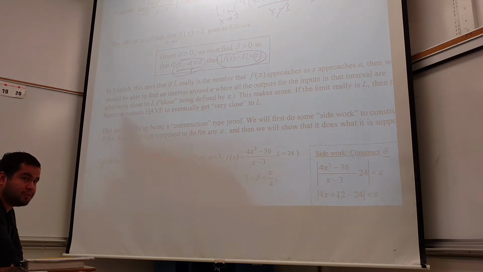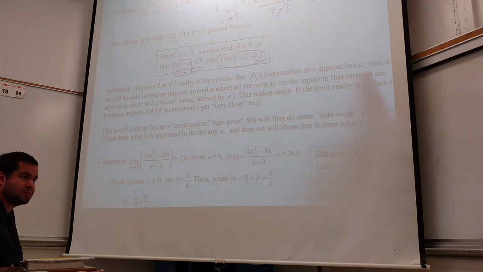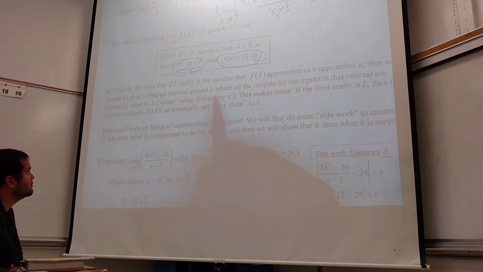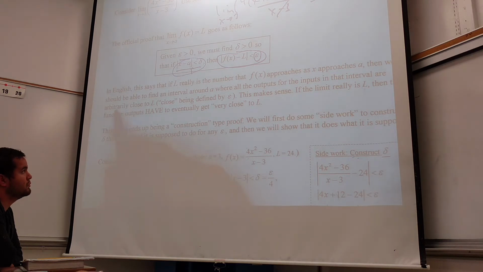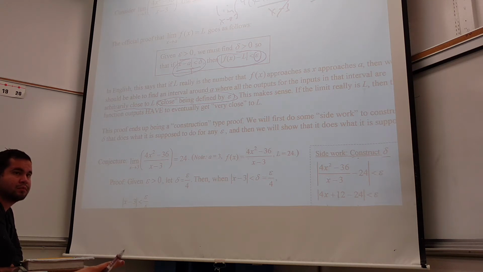That's what that says. So I say here in English, it says that if L really is the number that f of x approaches, then we should be able to find an interval around A where all the outputs for those inputs in that interval are arbitrarily close to L. Close being defined by epsilon. Epsilon defines how close it is here. Delta defines how close I have to be here on the x-axis.